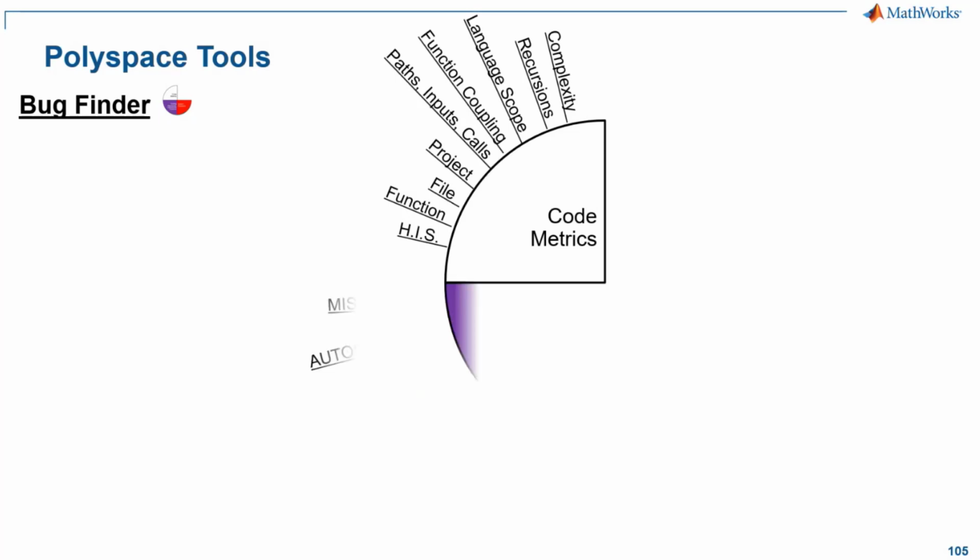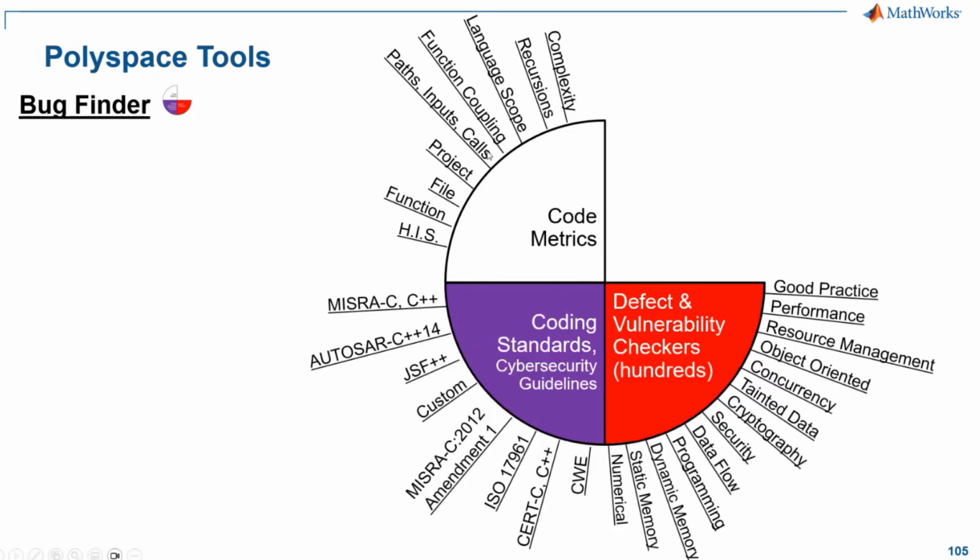We start with Bug Finder. What can Bug Finder cover? Bug Finder basically covers three main topics. It provides you code metrics, like file metrics and function metrics, for example, and Polyspace Bug Finder helps you also to comply with different coding standards. We support not only the MISRA standard, but also Common Weakness Enumeration, CERT-C, and CERT C++, and all these standards are fully and completely 100% supported. As well, for people working with Autosar, we also support Autosar C++14.